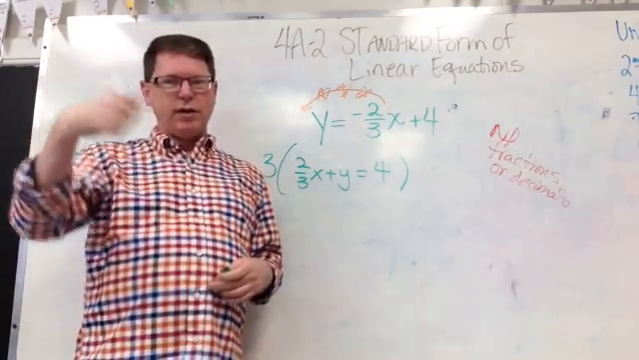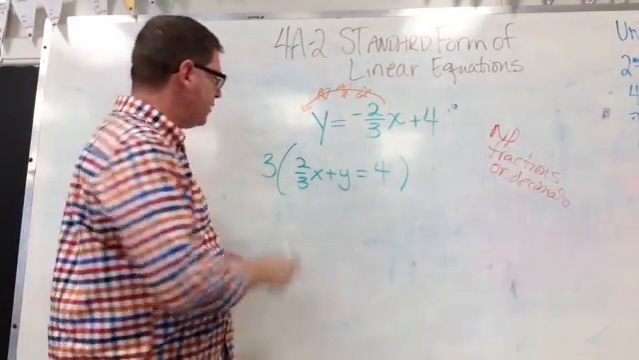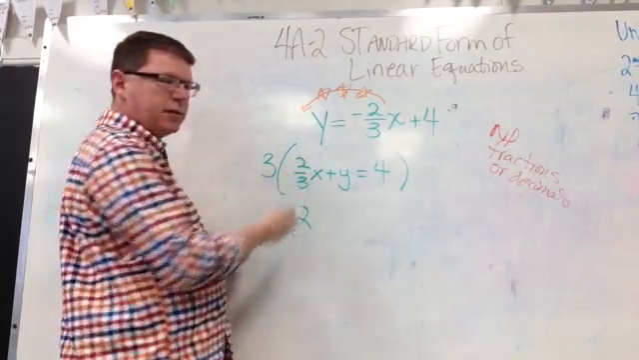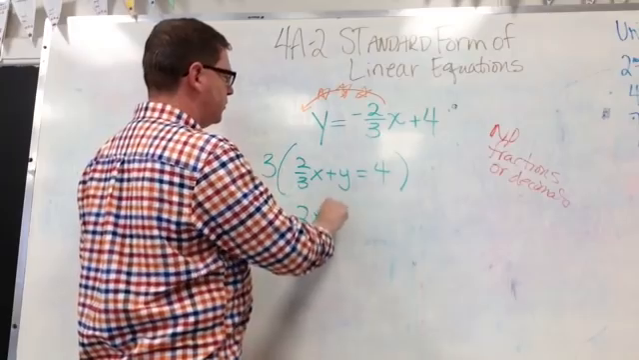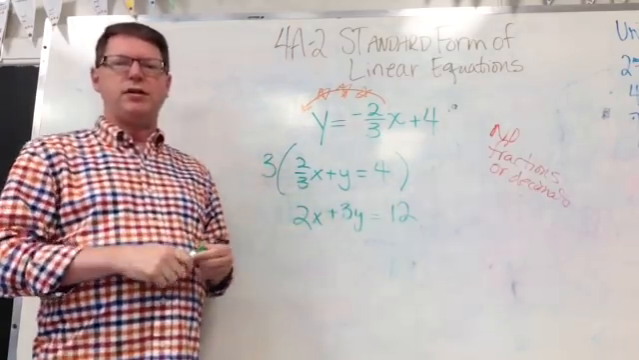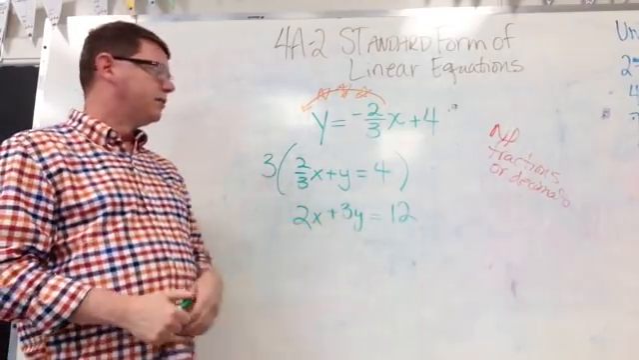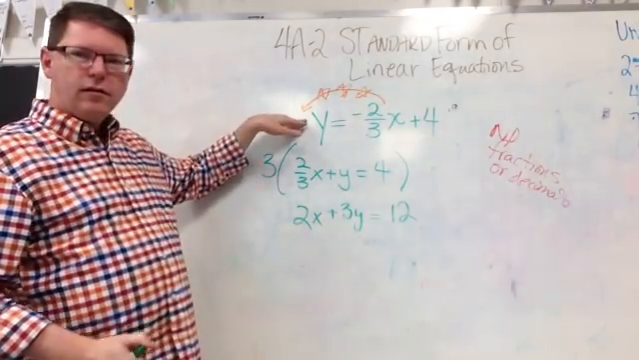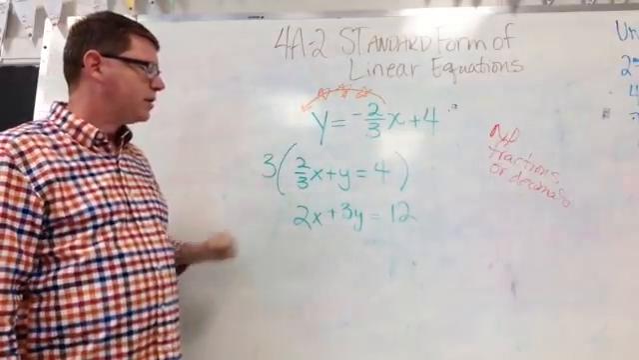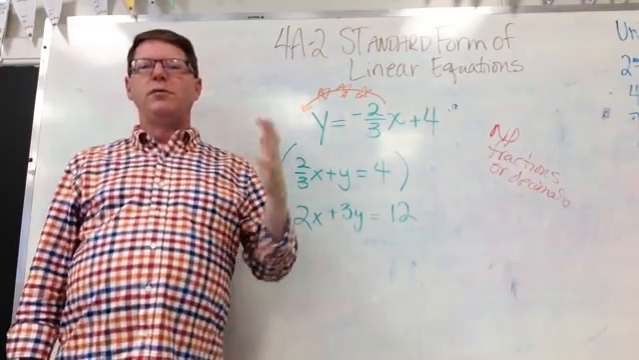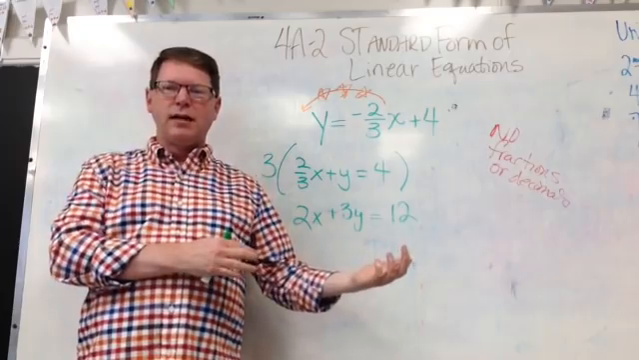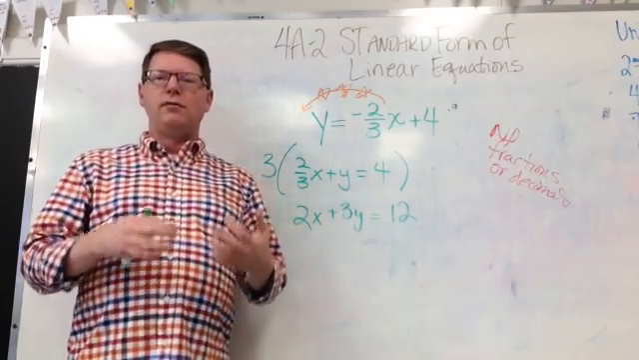Okay? This is where you've got to really know the whole multiplying fractions thing. When I multiply 3 times 2/3, I just get 2, because the 3's cancel out and I'm left with 2. So that's 2x plus 3y equals 12. So the standard form of this equation is 2x plus 3y equals 12. The slope-intercept form is y equals negative 2/3 x plus 4. Standard form, 2x plus 3y equals 12. All I did was move the x and y to the same side, and I multiplied everything by the denominator to get rid of the fractions.